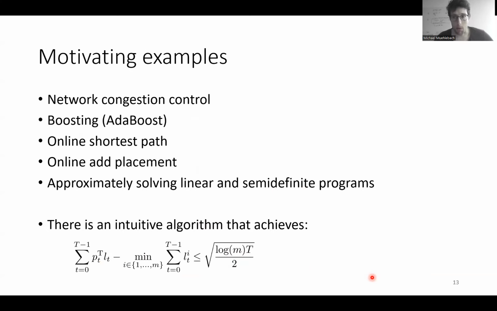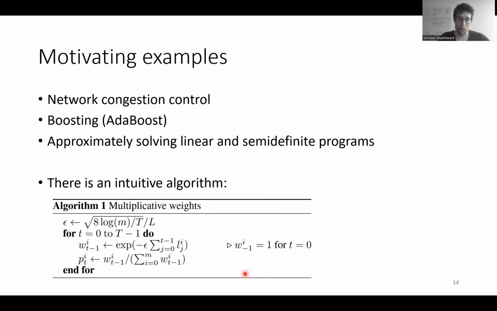There are many examples where this problem setup arises, most notably in boosting, which is a type of machine learning, but it can also be used for ad placements, and for solving linear programs and semi-definite programs. The beauty of this problem formulation is that there's a very intuitive algorithm that achieves a non-trivial bound on this regret. The bound is given by square root of log m times T divided by 2, which grows relatively mildly in the number of options m.